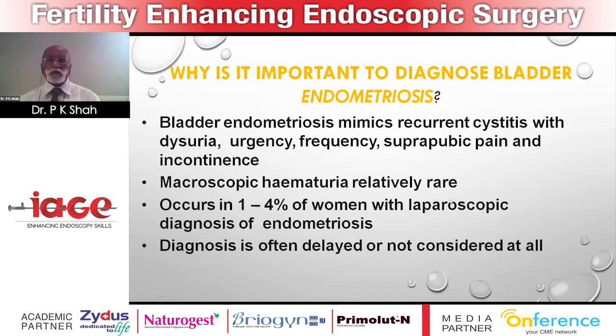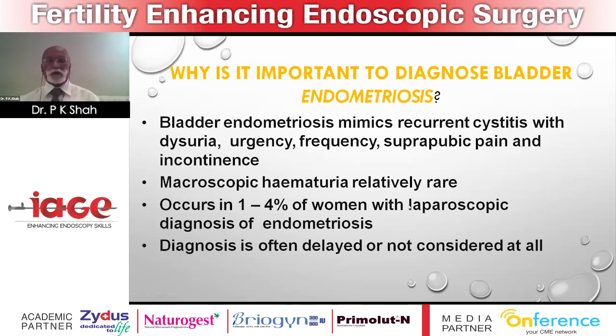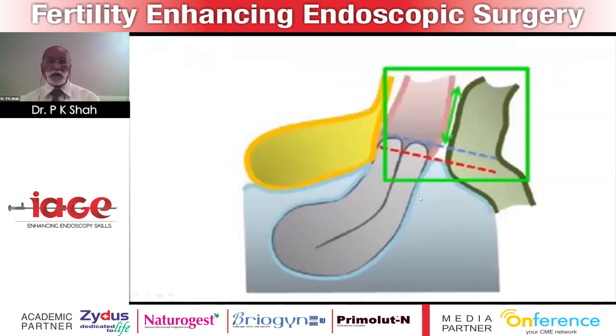Why is it important to diagnose bladder endometriosis? Bladder endometriosis mimics recurrent cystitis: dysuria, urgency, frequency, suprapubic pain, and incontinence. There might be macroscopic hematuria, a relatively rare occurrence in 1 to 4% of women with laparoscopic diagnosis of endometriosis, and the diagnosis is often delayed or not even made in many cases.